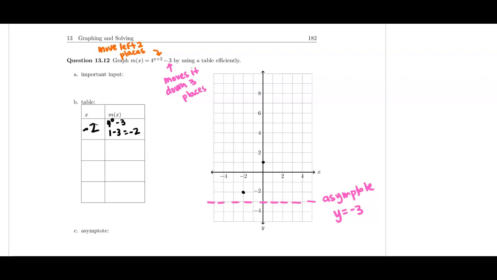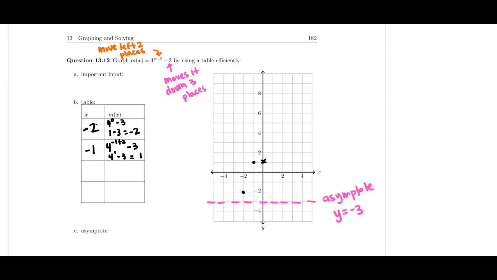Okay, and then let's try a couple more. What if I put -1 in? So 4 to the -1 plus 2 power, then minus 3 after that. So 4 to the first power, that's what that simplifies to, and then minus 3. 4 minus 3 is 1. So -1, and up 1. Remember, I'm going to cross through that point because that's the old one. That's where it would have been, but it's not going through that point anymore.